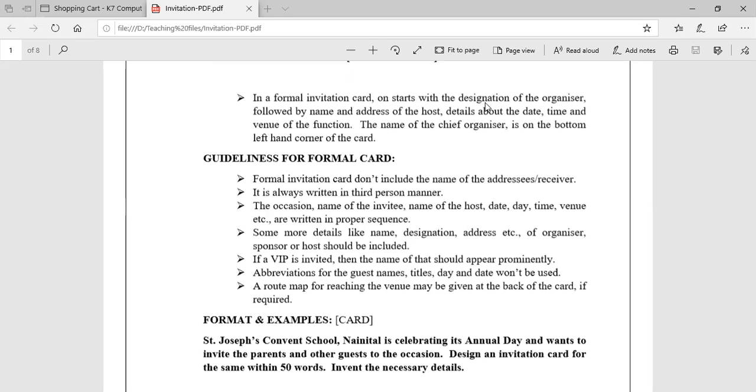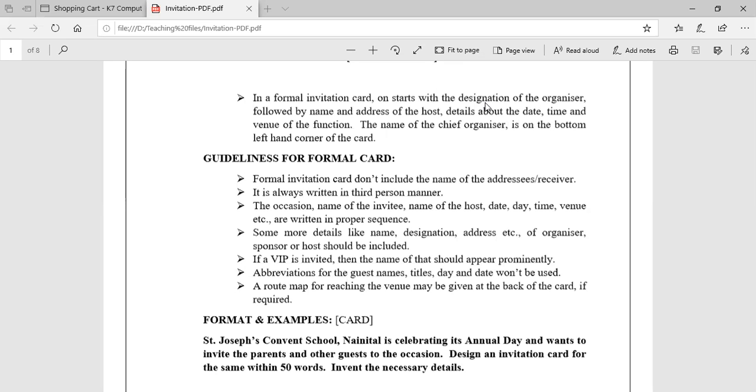So, guidelines for the formal card. When we are preparing formal invitation cards, we have to follow all these instructions mentioned in the guidelines. Formal invitation cards don't include the name of the addressee or receiver. It is common for all; we are just giving the card and inviting people. We are not mentioning the name, even on the cover page or the envelope. Nowadays, in the modern era, we are not writing the addressee's name and address, so we avoid all those things.